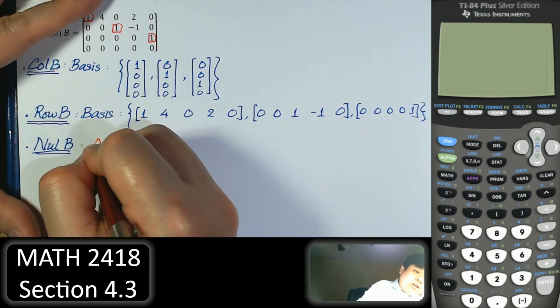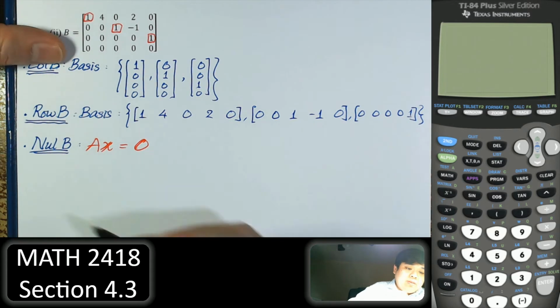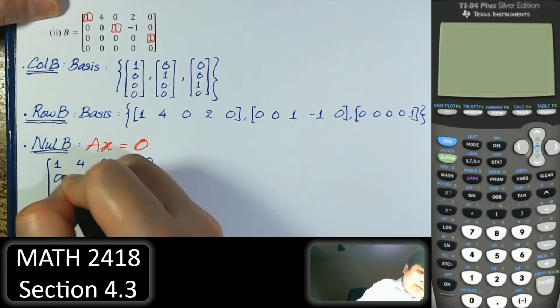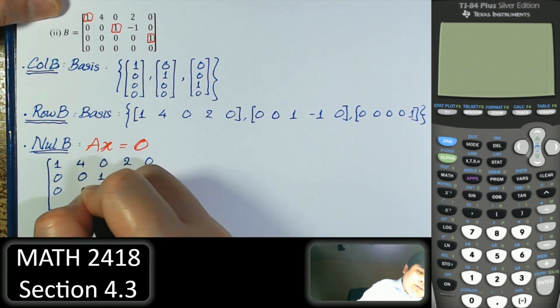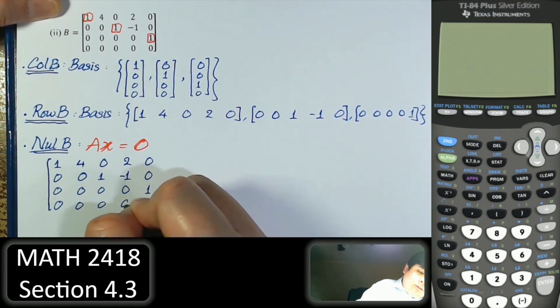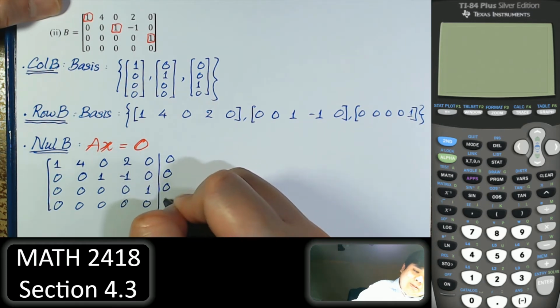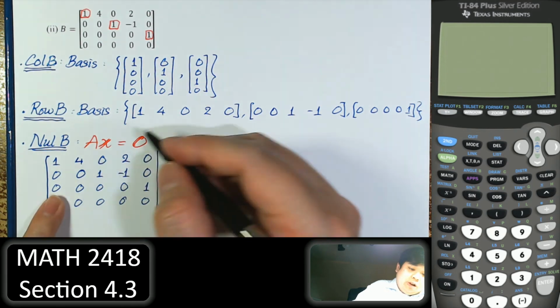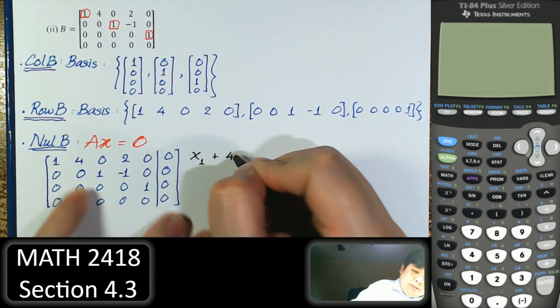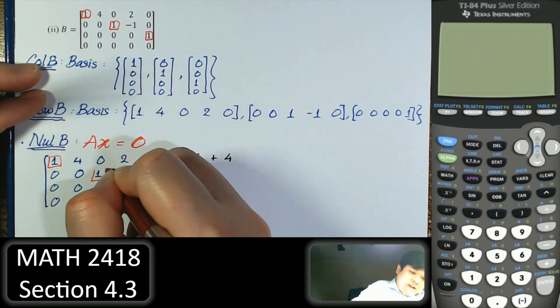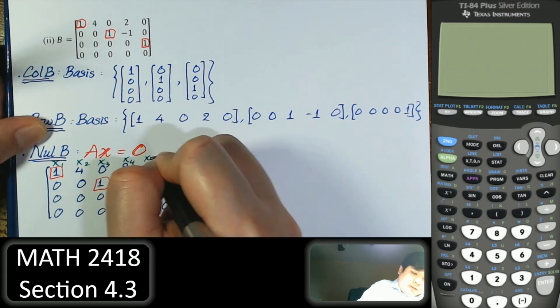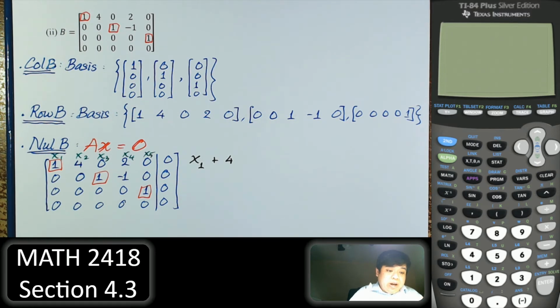The null space is always the solution to the homogeneous system of equations. This is already in reduced row echelon form, so we're just going to keep it. Don't have to do anything. Just going to write the equations that are equivalent to this. So x2 and x4 are free. x1, x3, and x5 will depend on those x2 and x4 anyway.